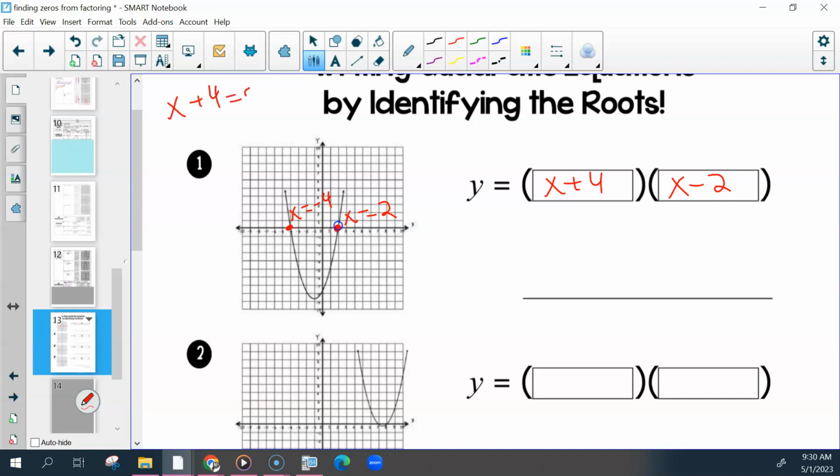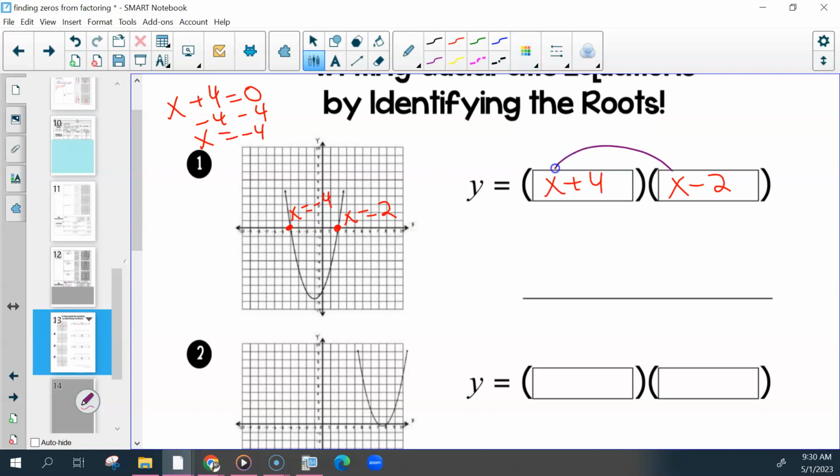If you're not sure, you could write it out. X plus 4 equals 0. Solve it and see if you get the same answer. If you get the opposite answer, you know you put in the wrong sign. So then to write our equation, we're just going to distribute.